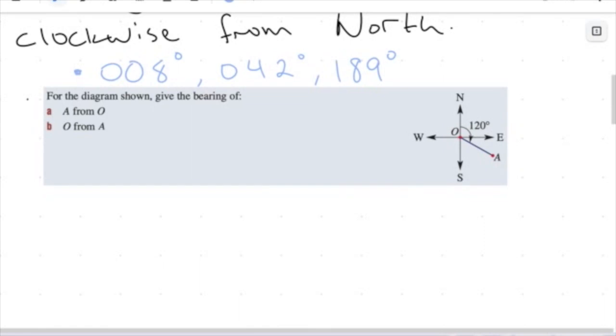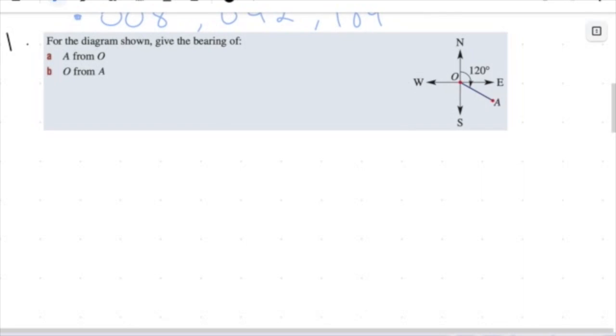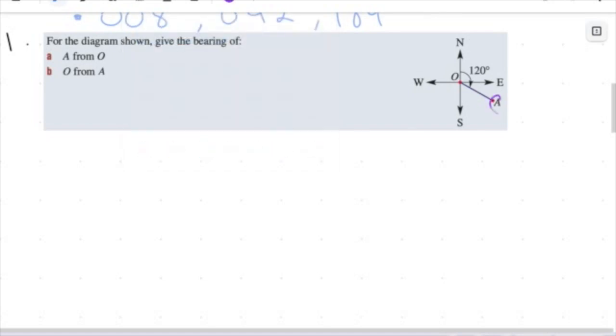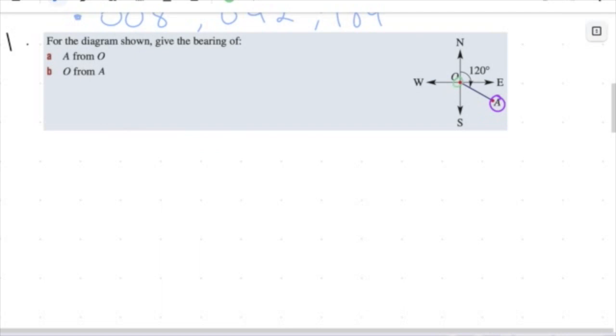So going straight into a question here, we've defined bearings as some kind of direction from north. Here, our perspective matters, and we're going to see this in this particular question. From the diagram shown, give the bearing of A from O. So we're looking at the final position A, this red dot here, from the starting position of O.